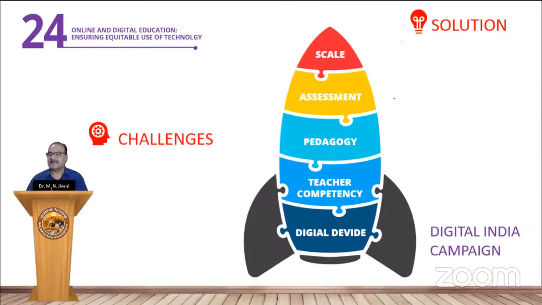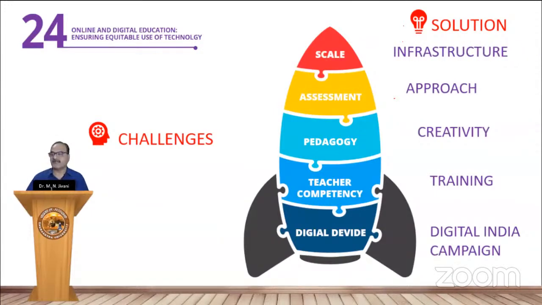The first one is that the digital divide will be overcome through the Digital India campaign. We will see what exactly it is. Teacher competency about the technology will be built through training. For designing curricula, we must use creativity, and things have already started. For assessment, we have to take a different approach, and scale is generally handled through infrastructure. We have to improve our infrastructure for the digital divide and network capability, right? So these are the key areas for chapter number 24.